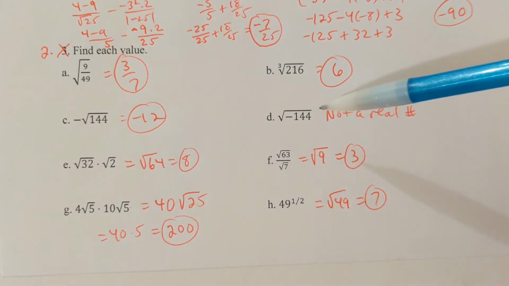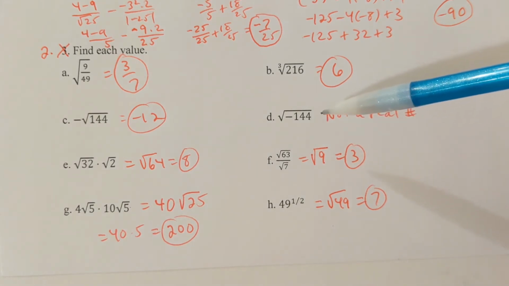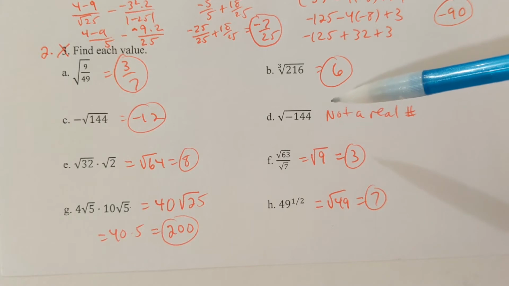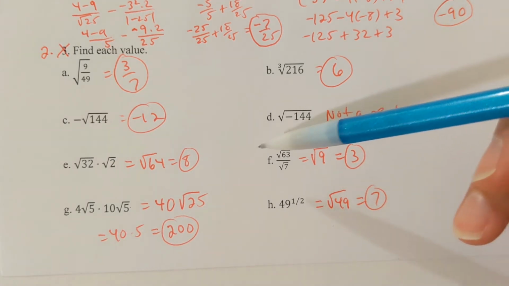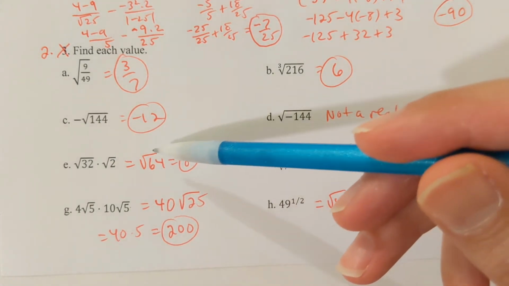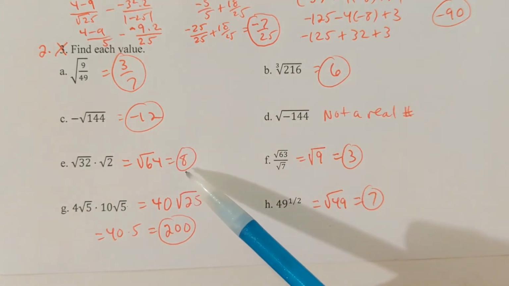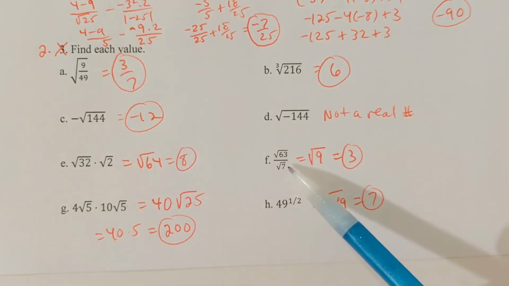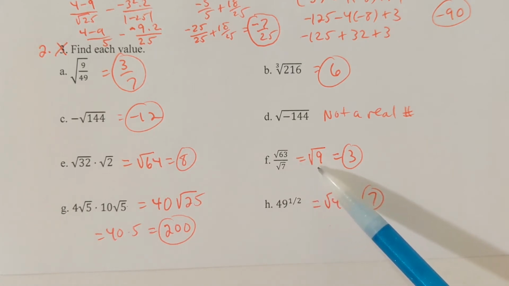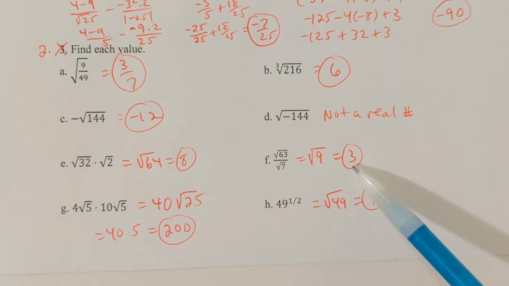Whatever number I square, I always get a positive. The square root of 32 times the square root of 2 gives me the square root of 64, which I know is 8. The square root of 63 divided by the square root of 7 is the square root of 9, which I know is 3.